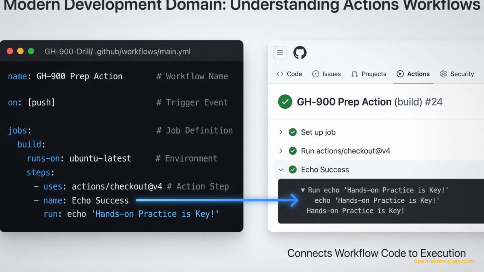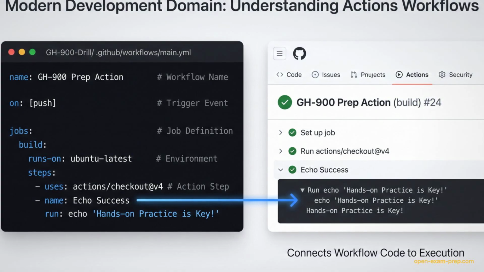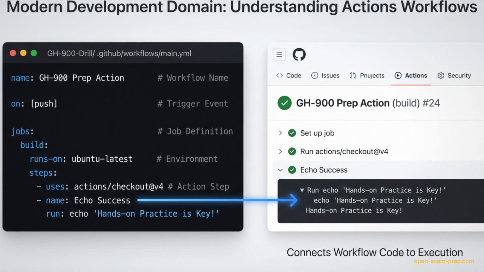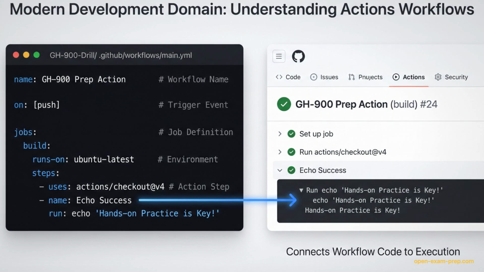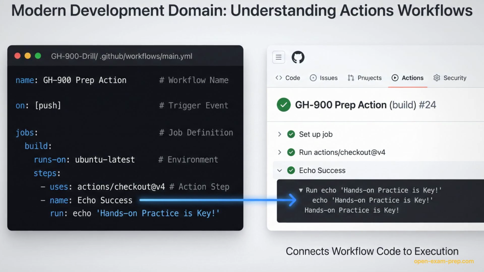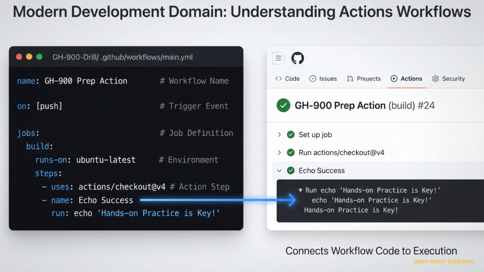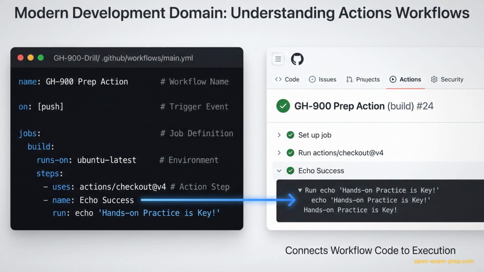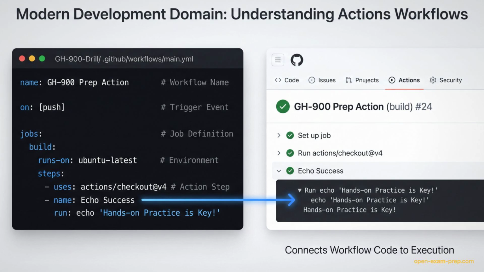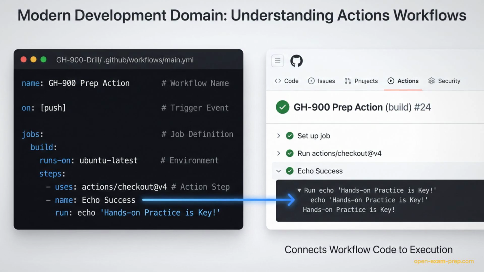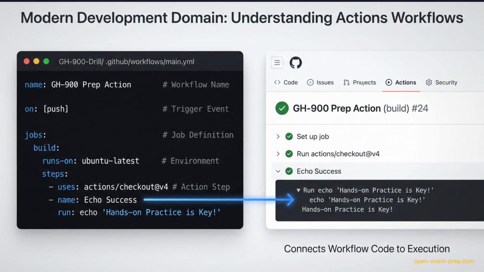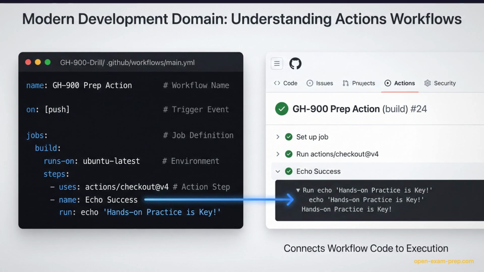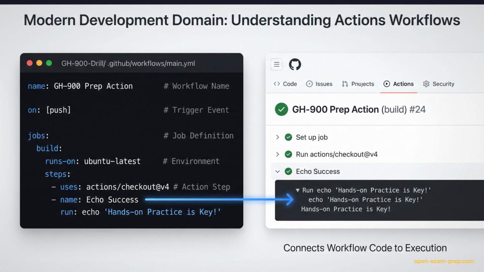The modern development domain trips up many candidates, especially GitHub Actions. You don't need to be a DevOps expert, but you must understand the structure of a workflow file. Be able to identify triggers, jobs, steps, and runners from a simple YAML file. The best way to learn this is to write one yourself. Create a basic workflow that runs on push, checks out your code, and runs a single command. This one exercise covers most of what the exam asks about actions.